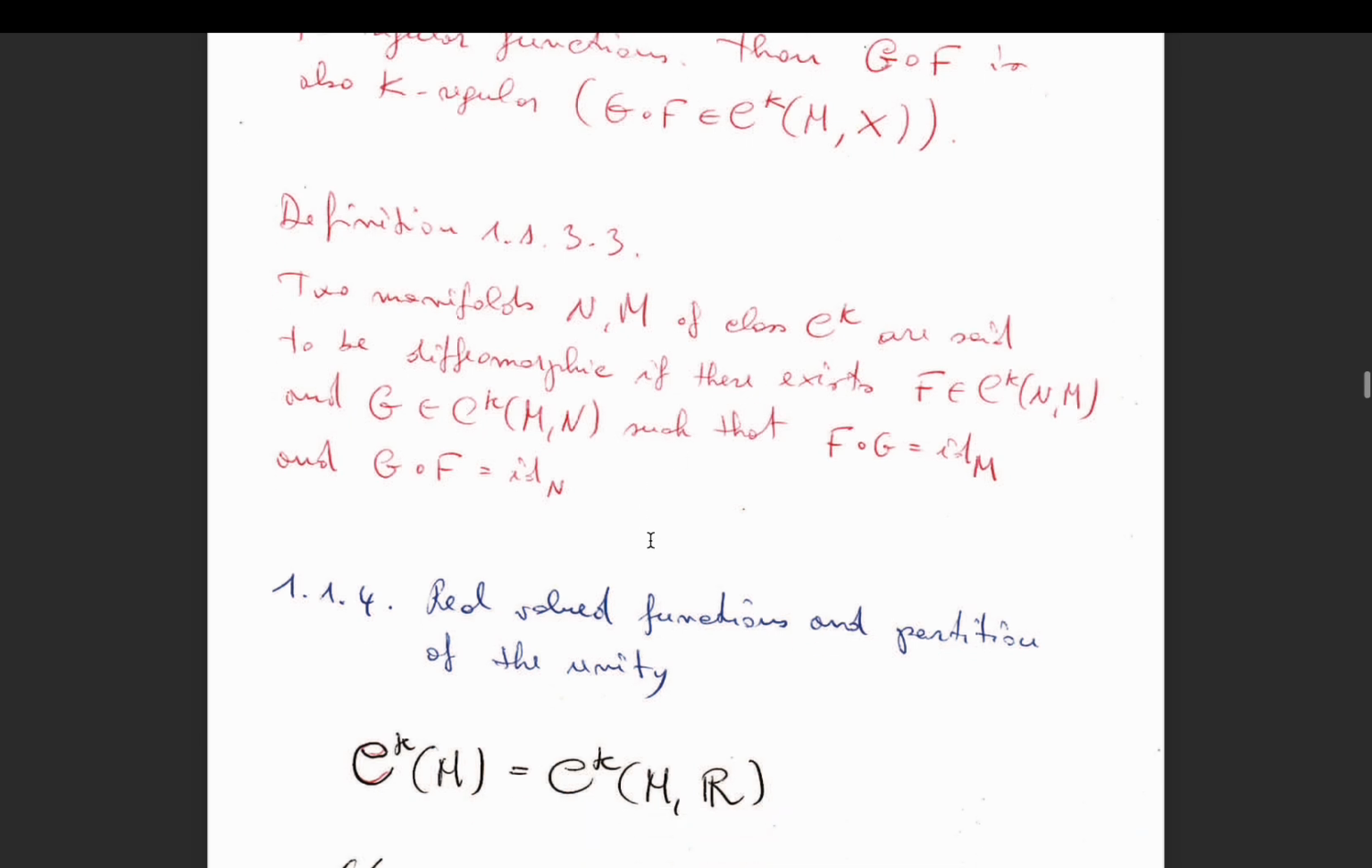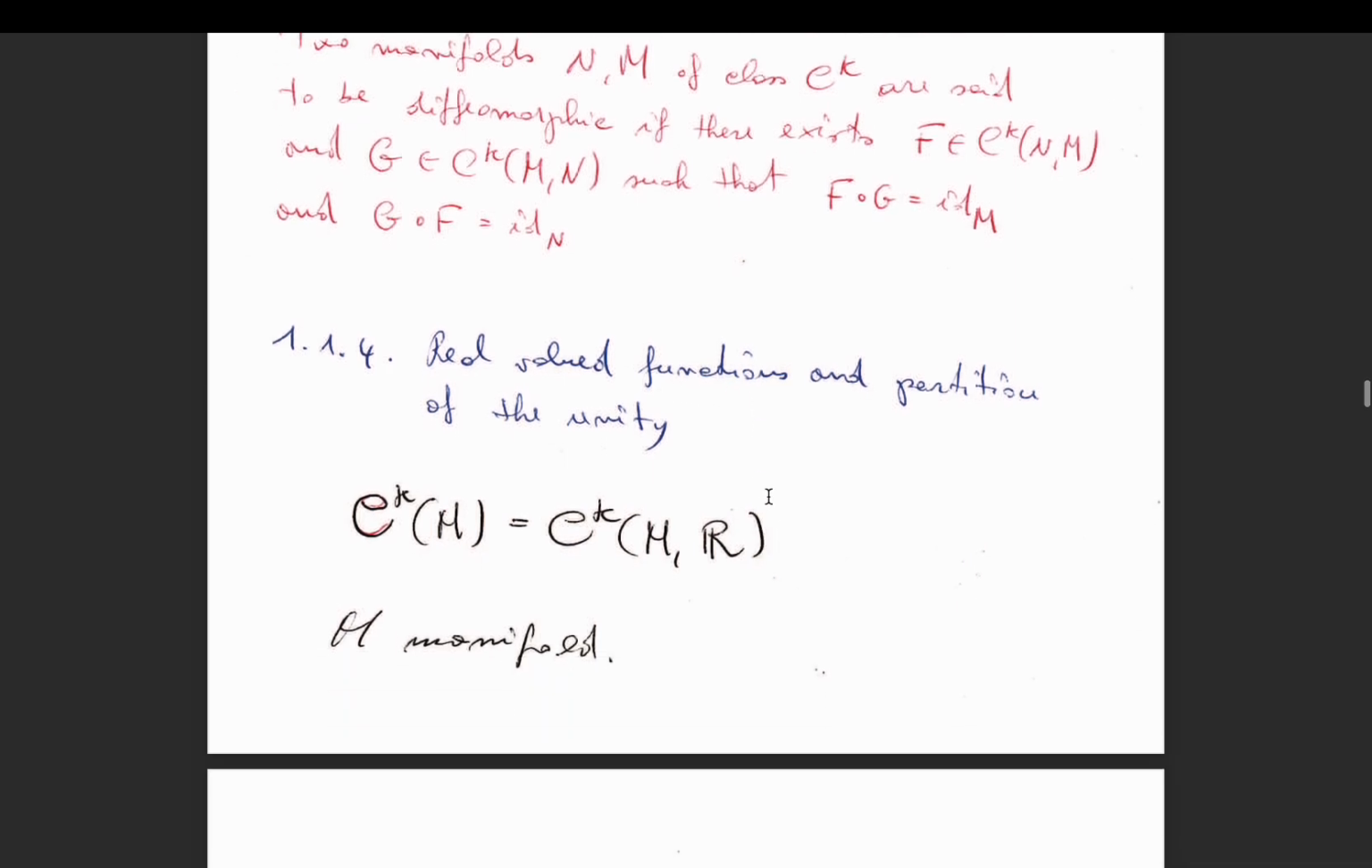Okay. Now, among all the differentiable maps, regular K-regular maps between topological differentiable manifolds, one of the most important are actually the real valued K-regular functions. The space of K-regular real valued functions is denoted with C^K(R) or C^K(M), where M is the domain of the real valued functions and is a manifold.